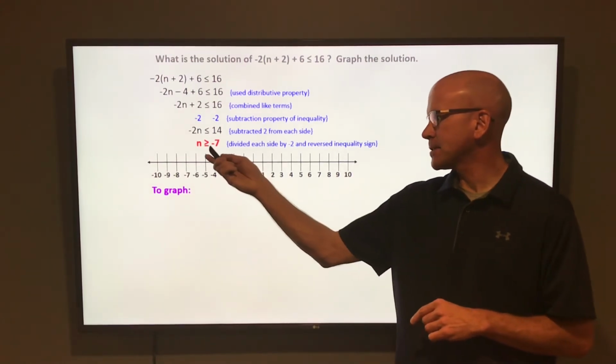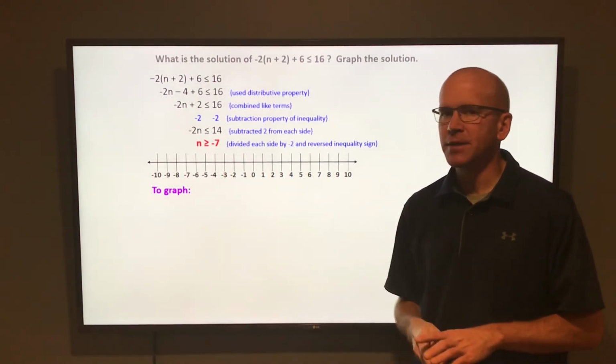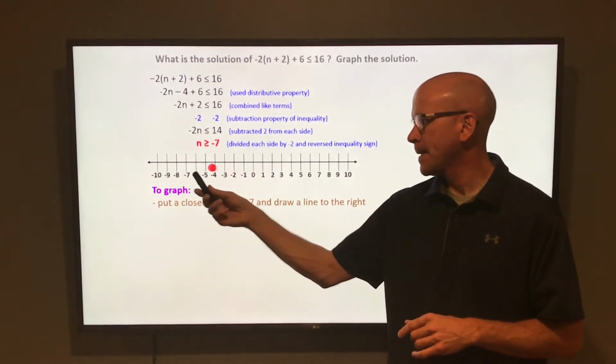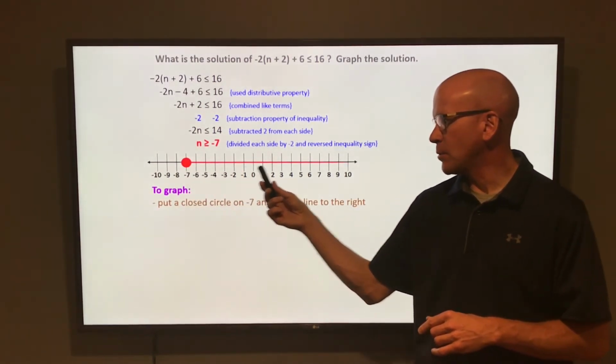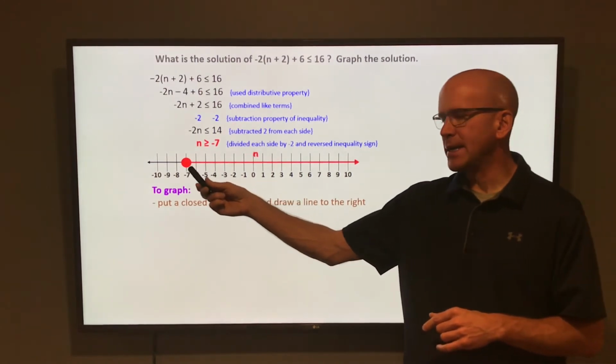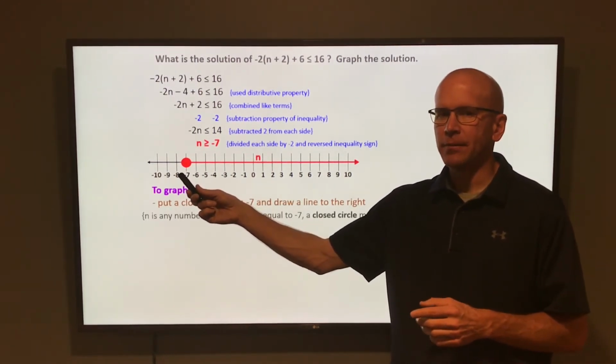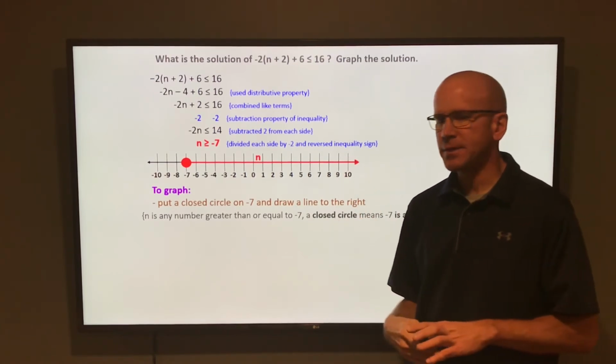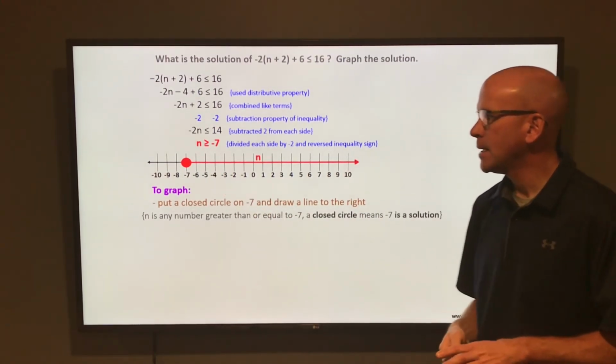To graph this, n is anything greater than negative 7, but it could also be negative 7. So put a closed circle on negative 7, and then the arrow goes to the right. That closed circle indicates that n includes negative 7, and the arrow to the right indicates n is anything greater than negative 7. So n is greater than or equal to negative 7.